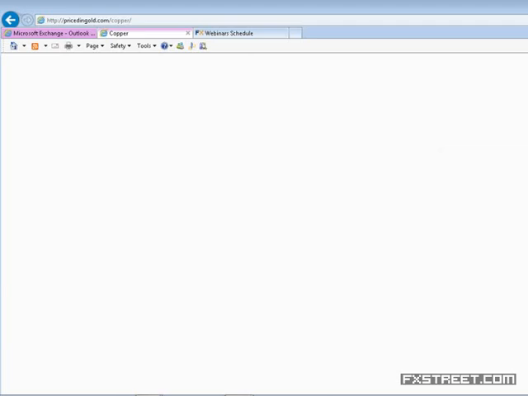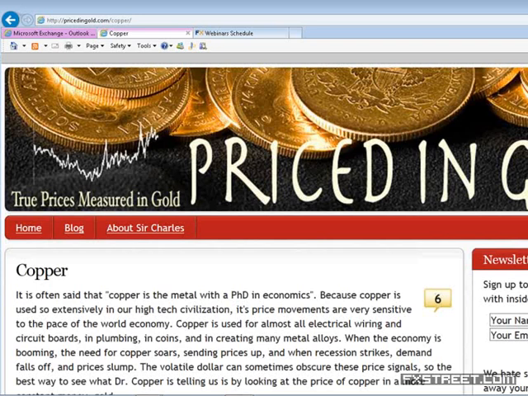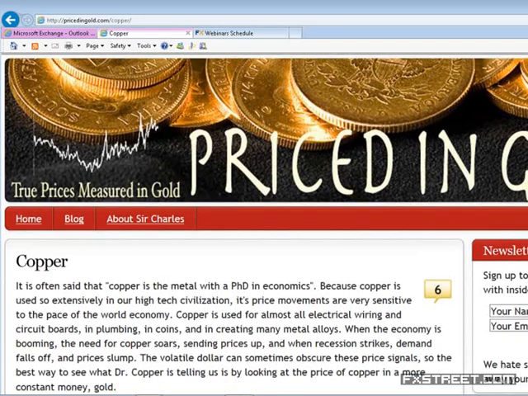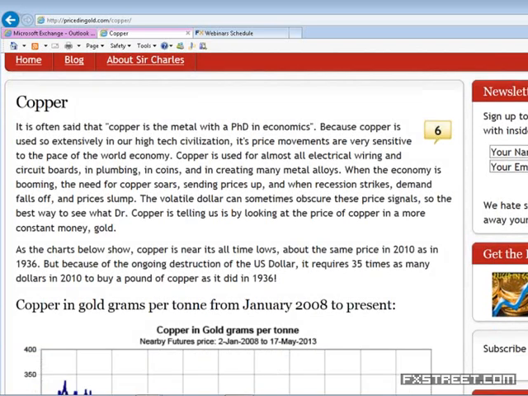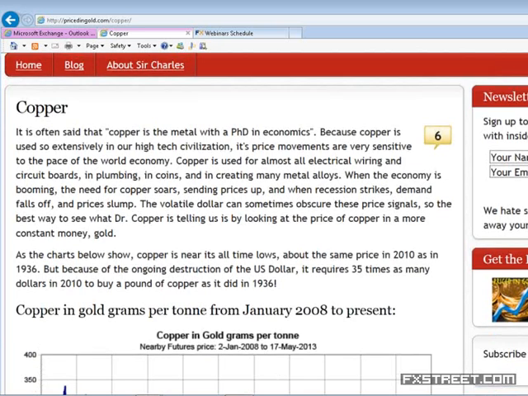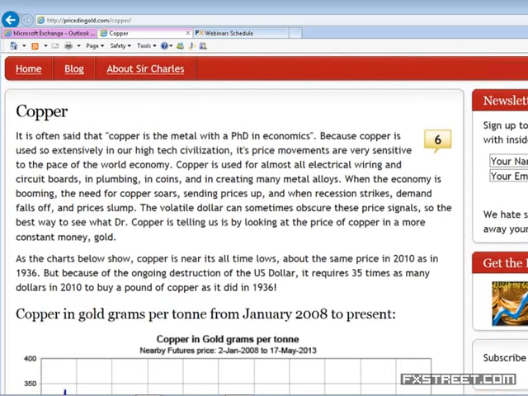Now, one of the greatest ratios that I've always paid a lot of attention to is the price of copper. You know, copper is usually called the metal that has a PhD in economics. In other words, there's more economic wisdom priced into the price of copper because it is such a critical element to a modern civilization. It is very sensitive to the pace, the ebb and flow of everything related to a modern economy, from electrical wiring to circuit boards to plumbing, coins, creating various alloys.